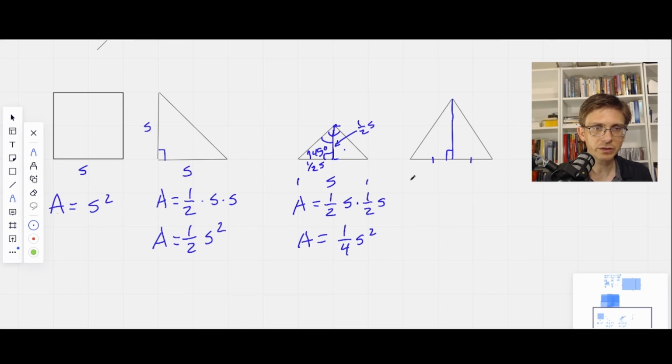Okay, so what else do I know about this triangle? Well, let's see. Since it's equilateral, I know that this angle right here is 60 degrees. And because it's isosceles as well as equilateral, this angle up here is half of that. It's 30 degrees. Okay, so now the side length of this triangle is S. That means this length right here is 1/2 of S.